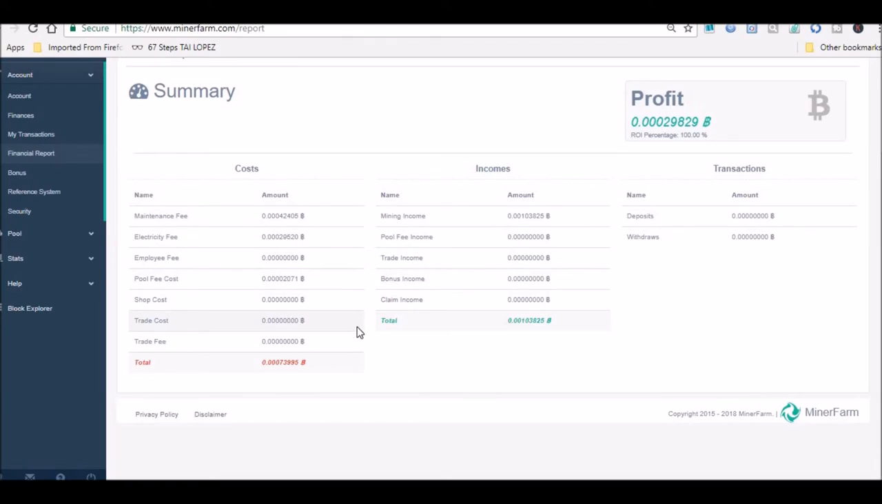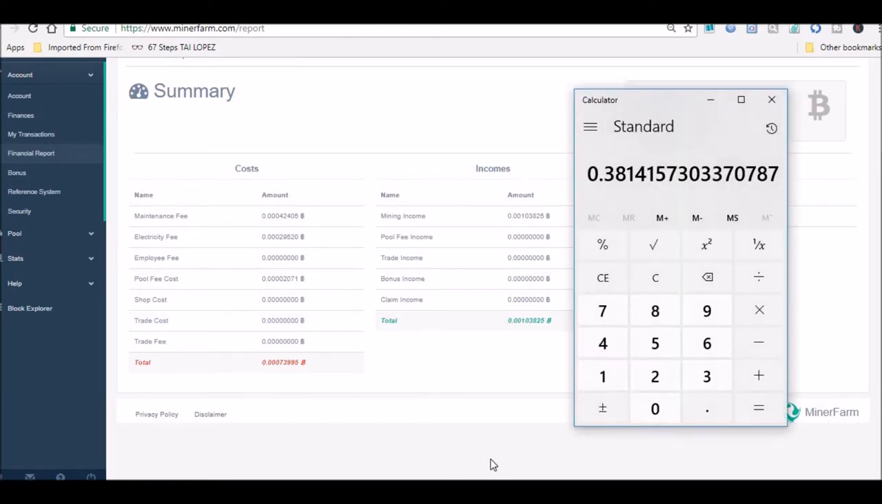Okay, so the fees here, this is all the costs associated with your free account and your miner. Maintenance fee, electricity fee, employee, pool fee, shop cost, trade fee. I'm only really getting charged here for the pool fee, electricity fee, and the maintenance fee of the actual miner. So let's put this number in here in red.